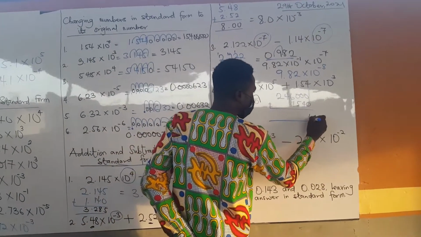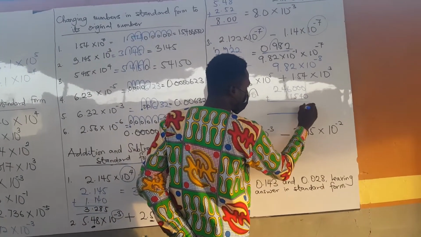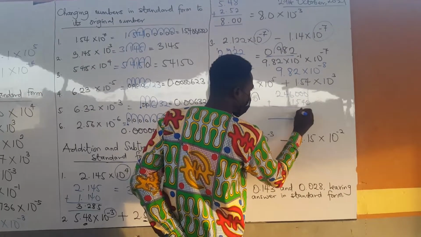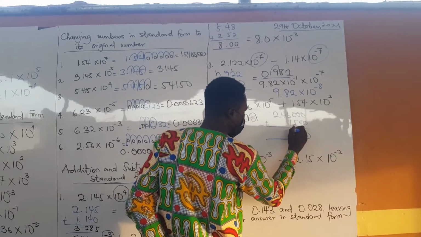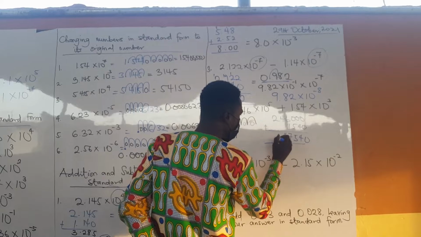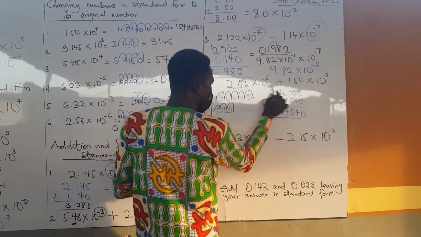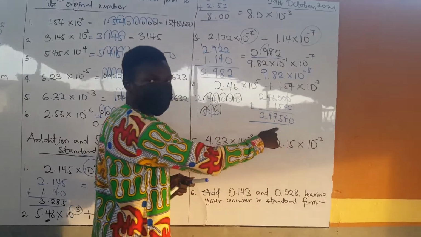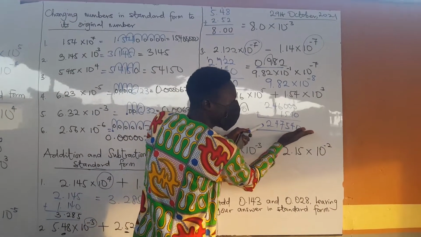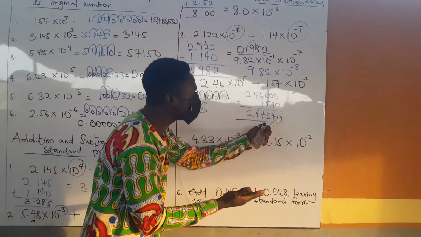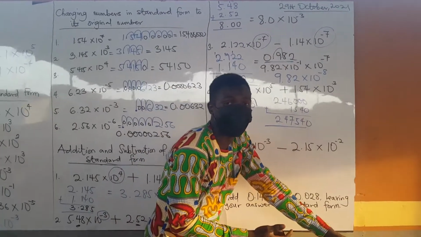So this plus this is 0. This plus this is 4. This plus this is 5. This will give me 7. 4 and 2. So putting this and this together is going to give me this. So the answer that we have here, we are going to change back into standard form.